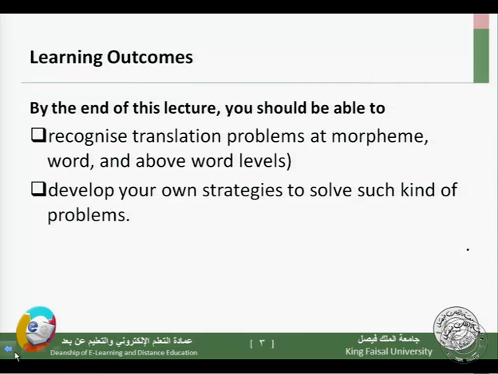In addition to that, you should develop your own strategies to solve such kind of problems. But remember, I'm not giving you strategies because we don't have time, lack of time. It's only problems. I will explain to you the type of problems translators would encounter when they are translating. But strategies need a different approach, different lectures, and more programs. But today, focus with me on the lexical problems in translation, mainly Arabic, English, English, Arabic. Okay?